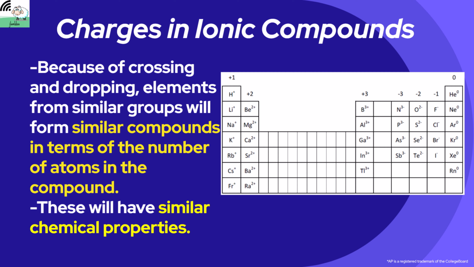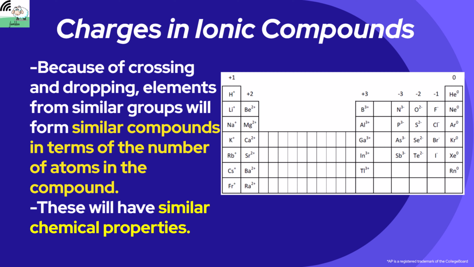And because of crossing and dropping, similar compounds have the same number of atoms in the compound. So for example, as I mentioned before, lithium and fluoride, it is a 1+, 1- charge, so the compound that's formed is LiF. NaF will form in the same 1-to-1 ratio, KF, same 1-to-1 ratio. You get Mg and O, again 1-to-1 ratio, Ca and O, 1-to-1 ratio. Take a look at their charges, they cancel one another.